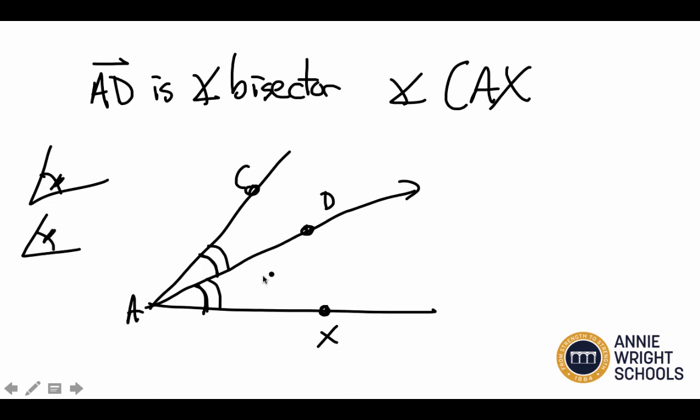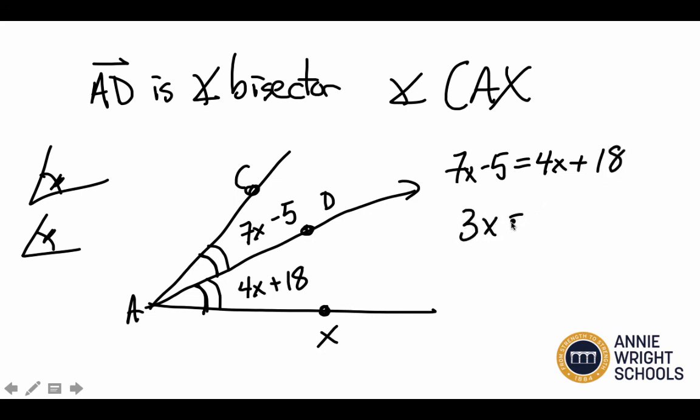I'll use both. So I might say that this is 4x plus 18 and that this is 7x minus 5. And you now know these are equal. So you could solve 7x minus 5 equals 4x plus 18. You get 3x equals 23. And so x is equal to 23 over 3. Again, be careful. They might be asking you to find one of these angles, in which case you need to substitute x back in and get a measure.